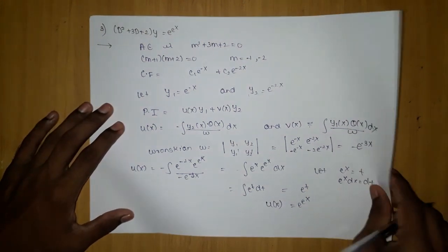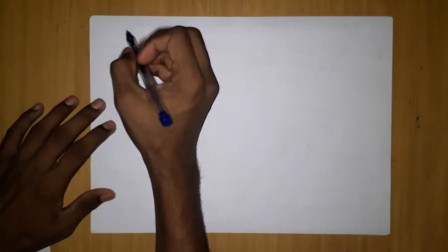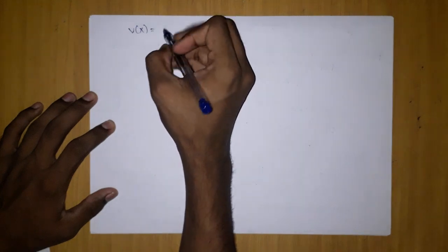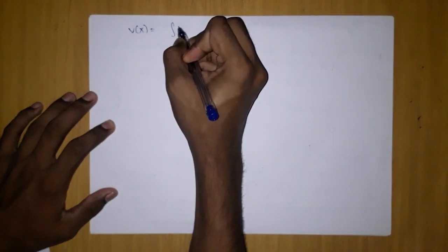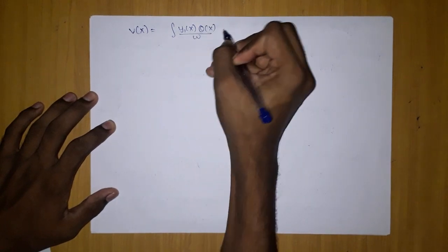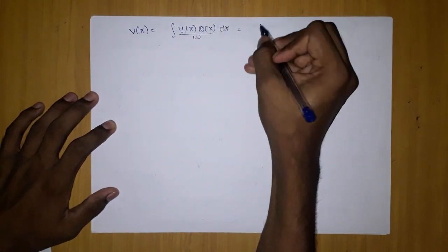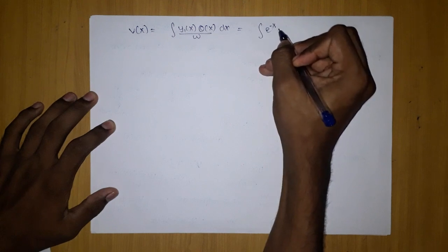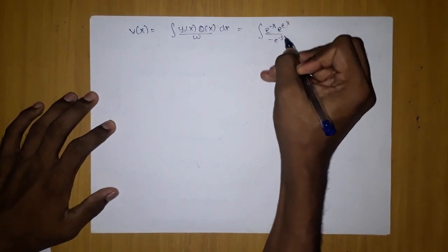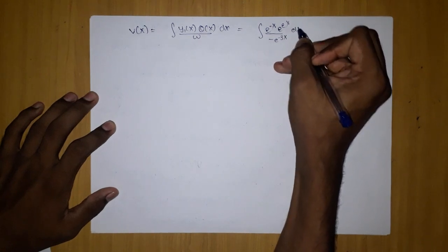Now we are going to try to get v of x. So let's focus and get v of x. We get it by the formula, which is the integral of y1 into q of x by W into dx, which gives e to the power minus x into e to the power x. Here it will be minus e to the power minus 3x. Agree with this? Here into dx.